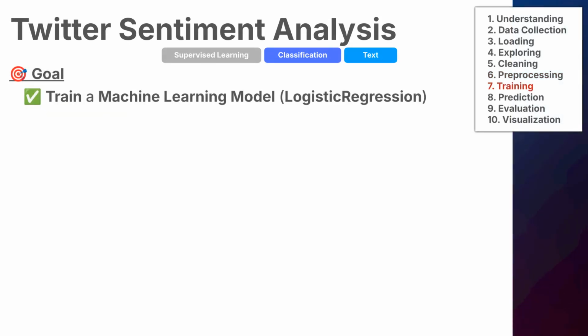7. Training. The goal of this step is to train a machine learning model using the pre-processed data. The model will learn to recognize patterns in the training data that associate tweet content with sentiment labels.